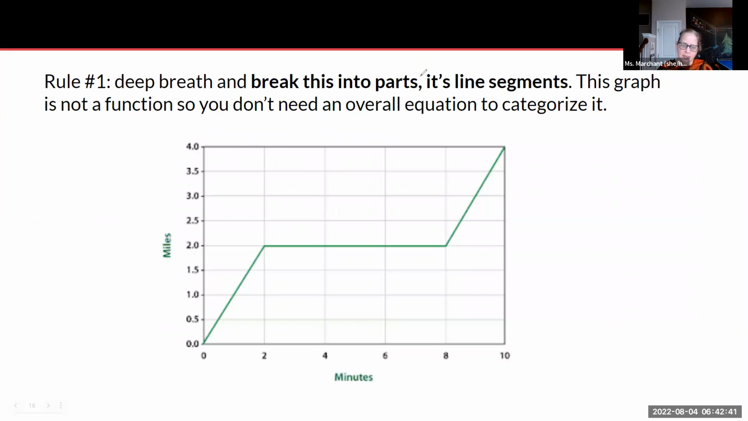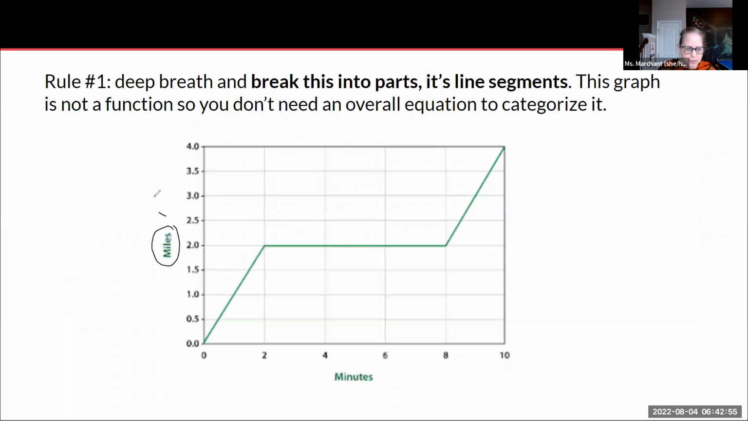So sometimes these graphs look weird and people want to come through and figure out more information. Just start with the simple stuff. Look at each part and break it down. And first, confirm, is it a position time graph? Position is talking about distance. Here my distance is in miles. Is miles a unit of length? It is. So you can say, yes, it is a position. And this one's minutes, so it is a position time graph.